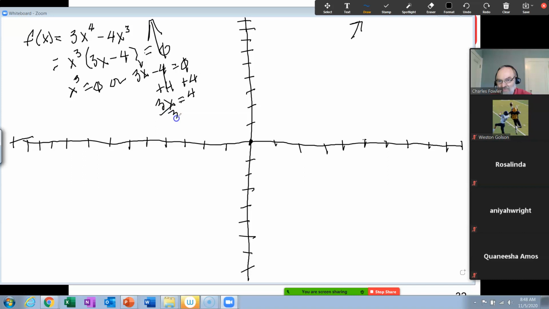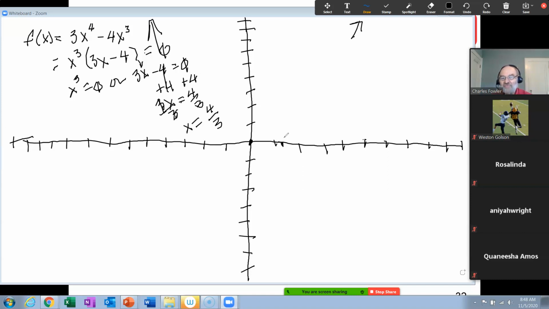Divide both sides by 3, and that gives us x equals 4/3. X equals 4/3, that's 1 1/3. So that's somewhere right about there. Okay, there's our second zero. That's all the zeros of this polynomial function.